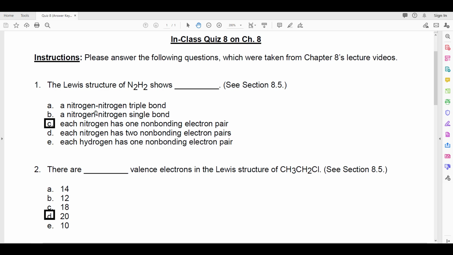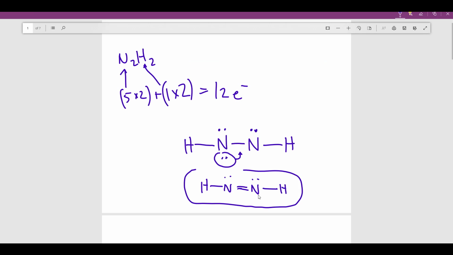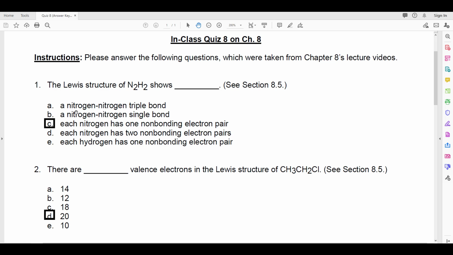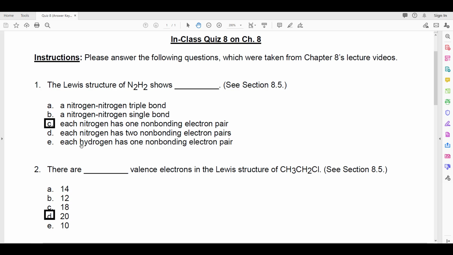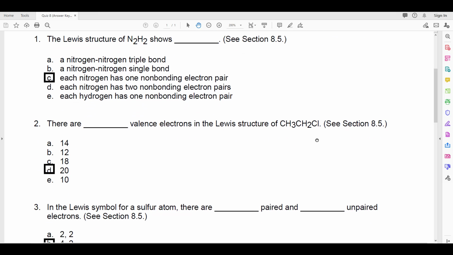Let's see if any of these others are correct. Option A says that a nitrogen-nitrogen triple bond is found. Not true. We have a nitrogen-nitrogen double bond. Nitrogen-nitrogen single bond, not true. Each nitrogen has two non-bonding electron pairs, or in other words, two lone pairs, no. And each hydrogen has one non-bonding electron pair, not true. Only C is true. Each nitrogen has one non-bonding electron pair. So we're done with question 1.